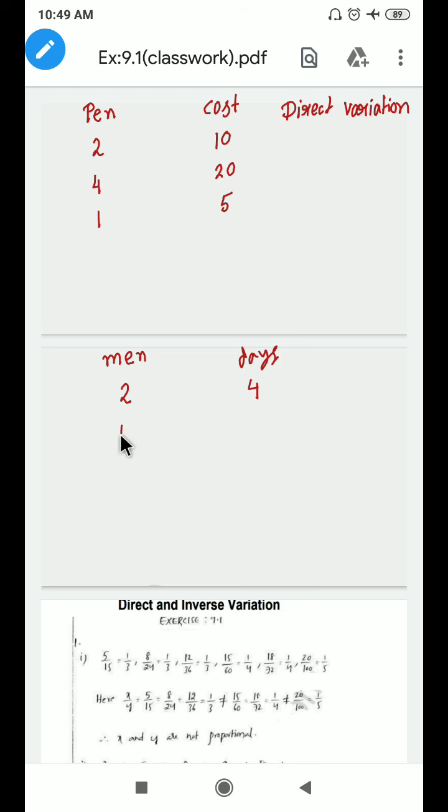Then 4 men obviously finish the job in less time, that means suppose 2 days, and 1 man alone can finish the job, obviously taking more time, that is 8 days. Look here, whenever the number of men increases, the number of days decreases, and whenever the number of men decreases, the number of days increases. That means if one increases, the other decreases, and if one decreases, the other increases. So this type of variation is called inverse variation.